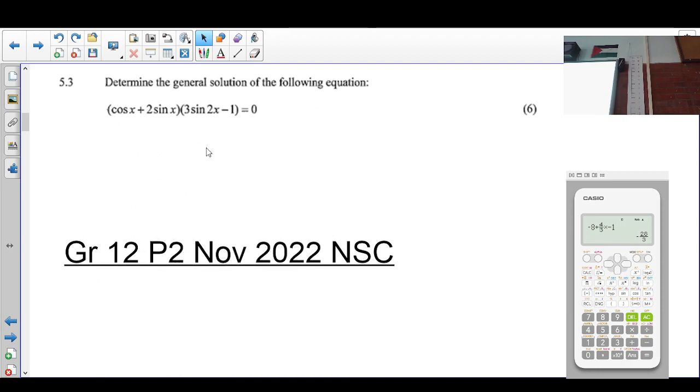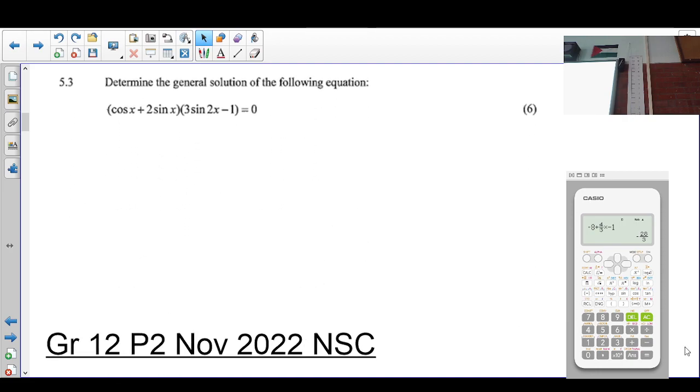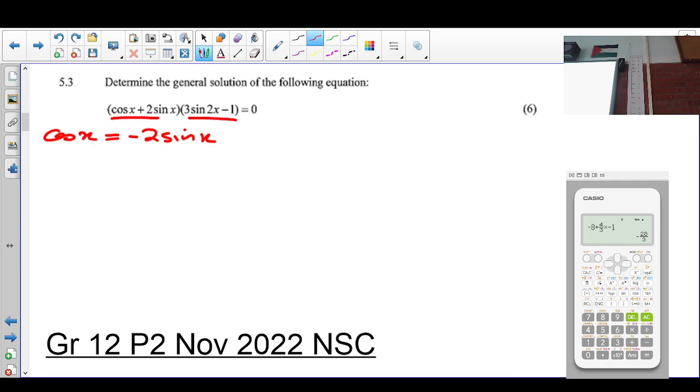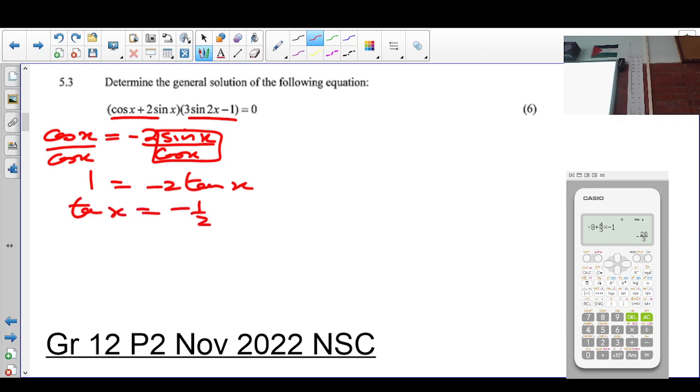General solution, our favorite. In terms of general solution of the following equation. So firstly, it's already factorized, so it's the zero factor rule we're going to use here. So cos x plus 2 sine x is equal to 0. So cos x is equal to negative 2 sine x. So sine over cos is tan. So I'm going to divide both sides by cos x. So then I'm going to have negative 2 tan x is equal to 1. Divided by negative 2, so tan x is equal to negative half.